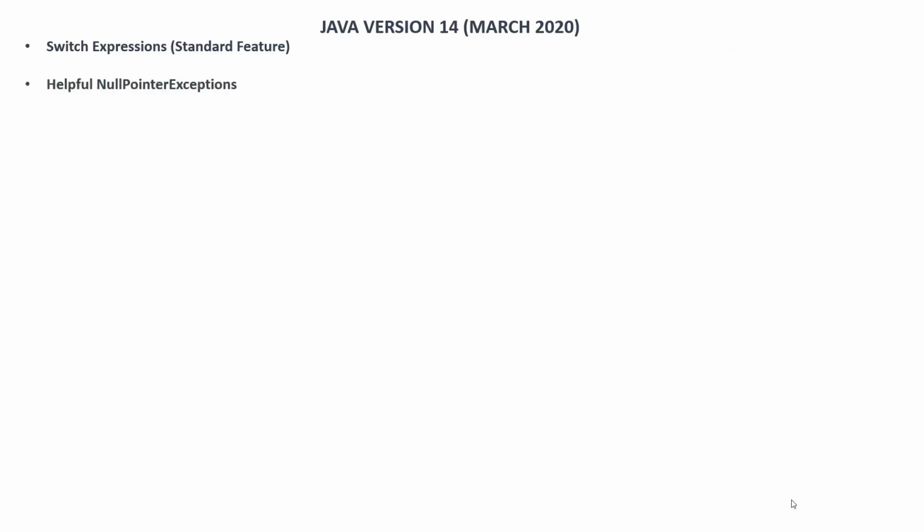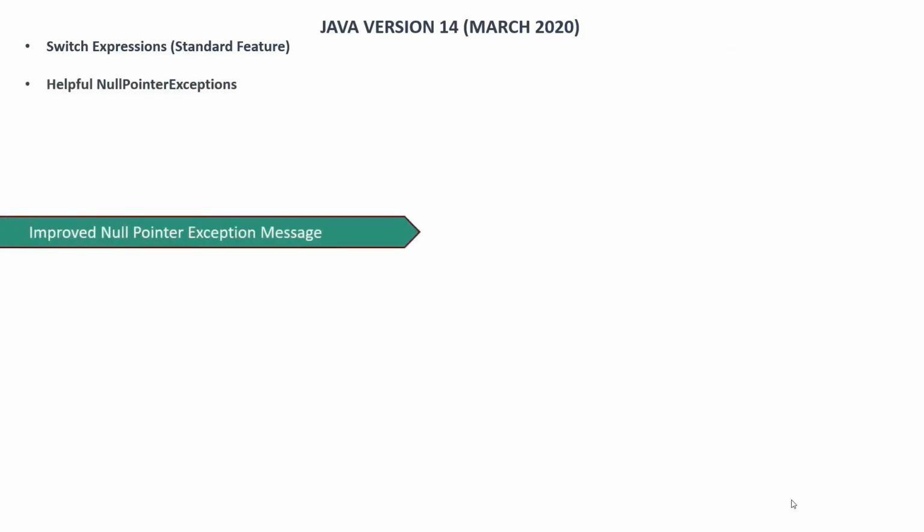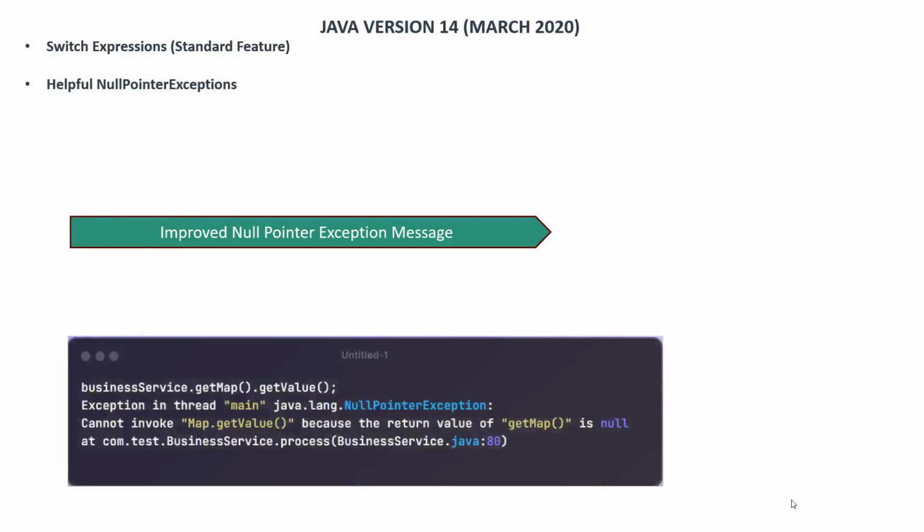Some helpful null pointer exceptions were added. This improved the information provided in null pointer exception messages. This makes those messages more informative and helpful for developers. We can see one example for that. Here we are calling a business service .get map .get value. In our exception message, we get the detail value where the null is coming exactly.